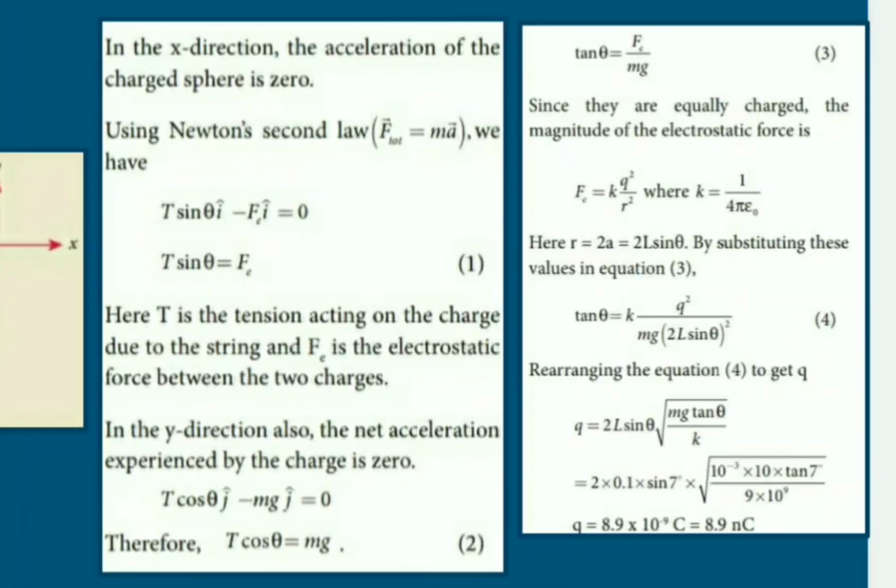So we are getting two equations now. Divide the first one with the second one. Sin theta by cos theta becomes tan theta. T and T get cancelled. So Fe by mg on the right side. So tan theta is Fe by mg.